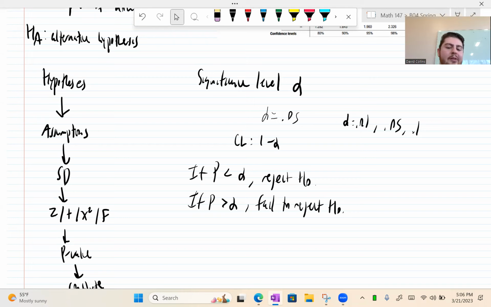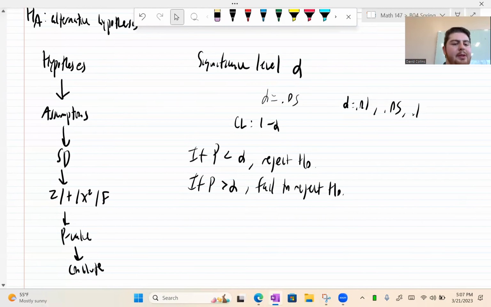But it gives us evidence to reject or fail to reject the null hypothesis. If you reject, then you assume the alternative hypothesis is true. If you fail to reject, you keep the null hypothesis. Does that make sense so far? So the interpretation at the end is a really simple sentence. We reject the null hypothesis that blah, blah, blah, period.